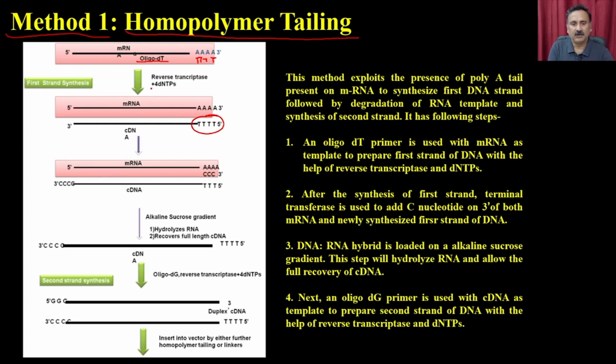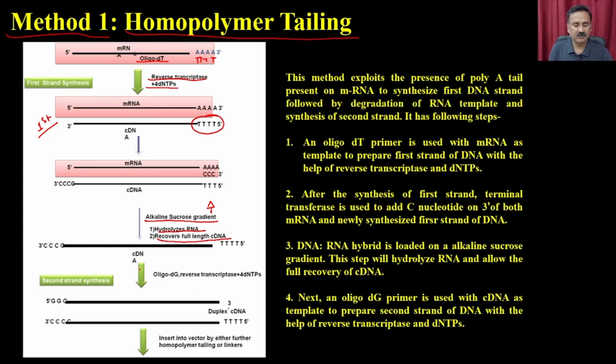Okay, so you are going to have the reverse transcriptase, and you are going to add all the 4 nucleotides, and this is going to work as a primer, and that's how you're going to have the synthesis of the first strand. So this is the first strand synthesis. Once this is done, you are going to perform the alkaline sucrose gradient. When you do the alkaline sucrose gradient, it is actually going to hydrolyze the RNA, and it is going to give you the first strand, the cDNA synthesis.